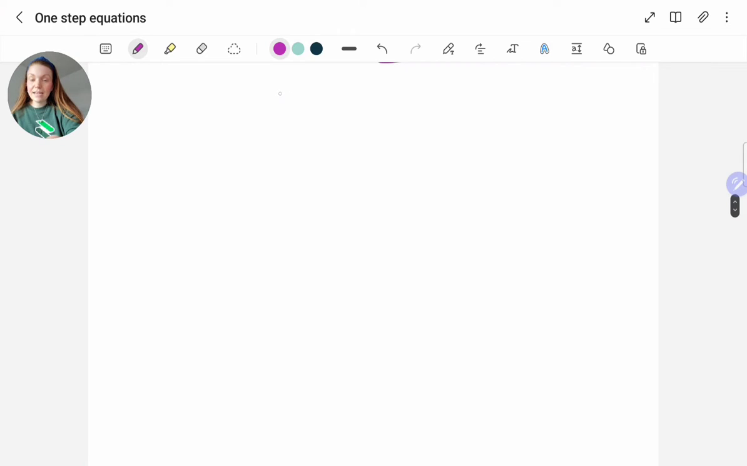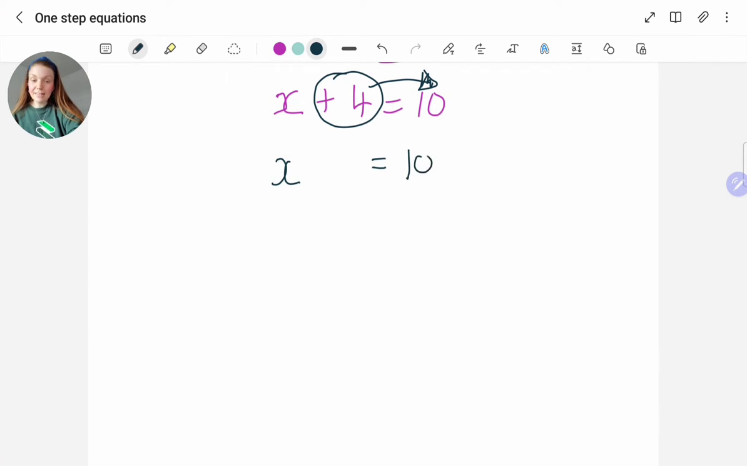Say we had something like x plus 4 equals 10. We'll do this one. So again, x positive, yes, so it stays on the left-hand side. So we need to move the plus 4 across. X stays where it is, equal stays where it is, 10 stays where it is, and plus 4 becomes minus 4, so x equals 6.